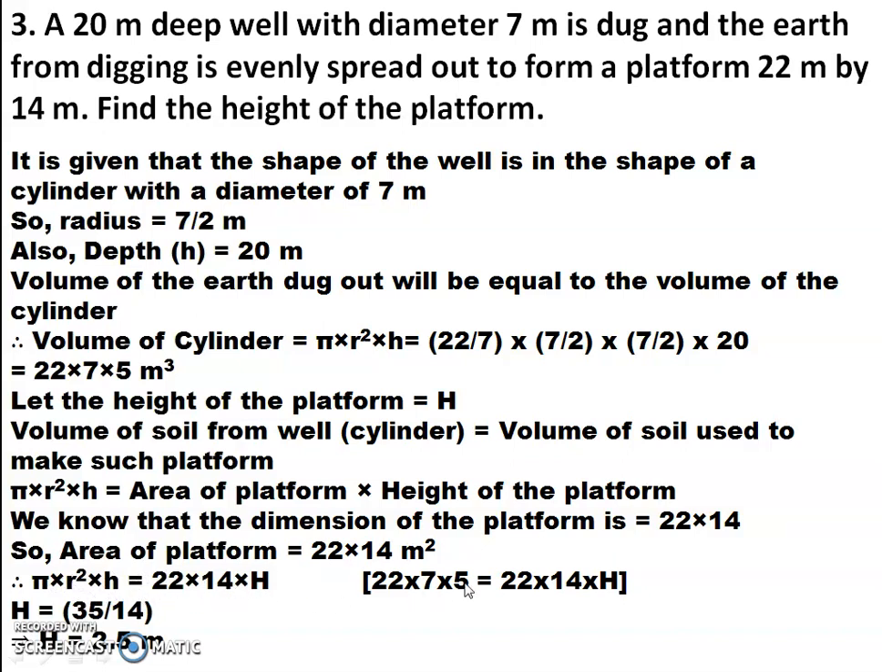Here is the equation. 22 into 7 into 5 is the volume of the cylinder. 22 into 14 into h is the volume of the cuboid. Simplifying, you will get h is equal to 2.5. That is, the height of the cuboid is equal to 2.5 meter. Let's move on to the fourth question.